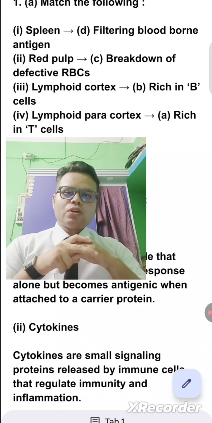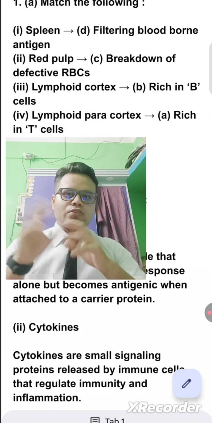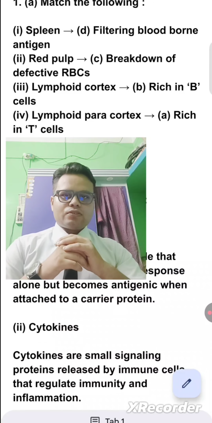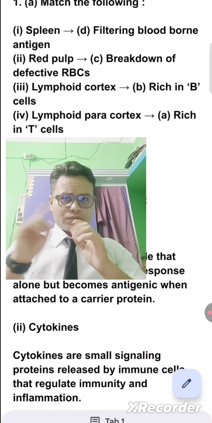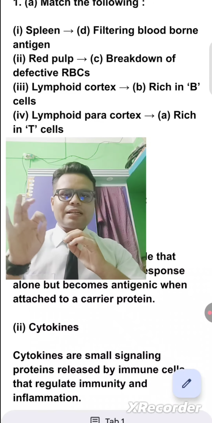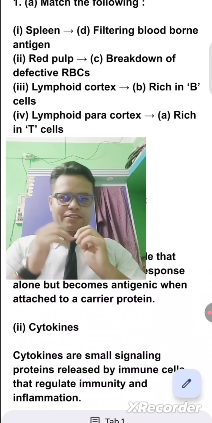Next question, class, what is lymphoid cortex? If you're talking about the lymphoid cortex, the answer is very simple: rich in B cells. That is known as lymphoid cortex. Lymphoid paracortex is rich in T cells. Okay, so these come under the lymphoid paracortex.